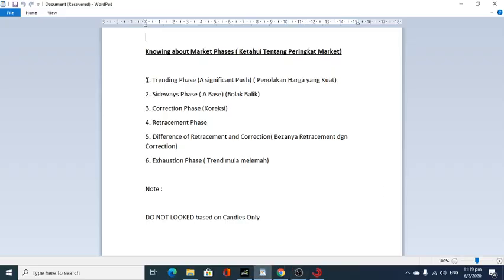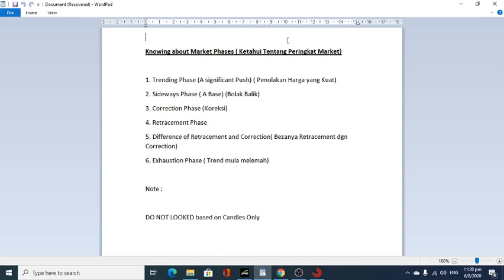So now I'm going to share with you about market phases. You need to know what phases the market goes through, and today's objective is identifying at what point of phase the market is right now. Is the market trending? Is the market going sideways, or is it doing a correction? What's the difference between a correction and a retracement? And what is the exhaustion phase? This is what we are going to do.